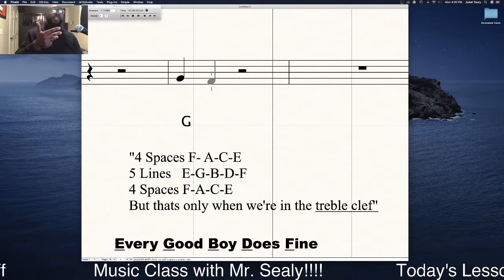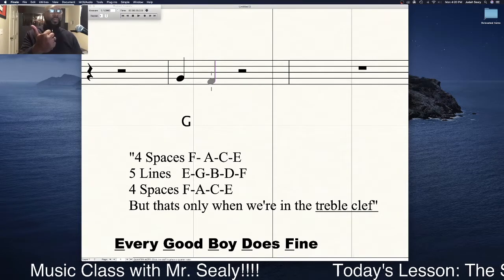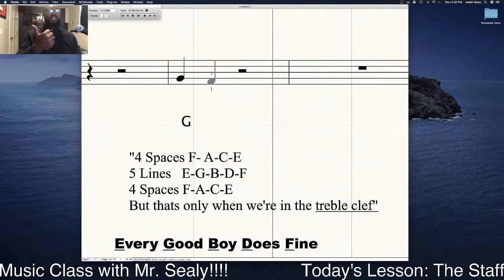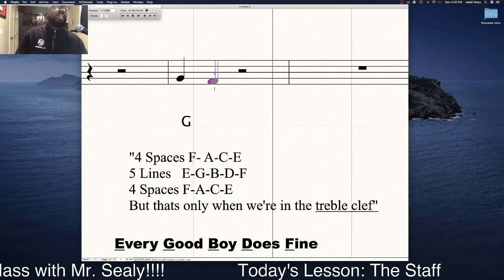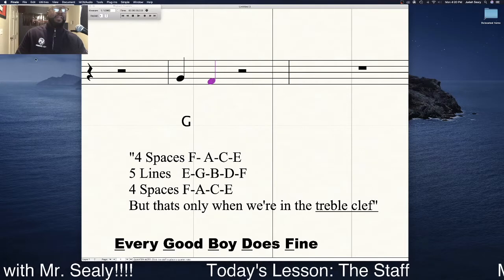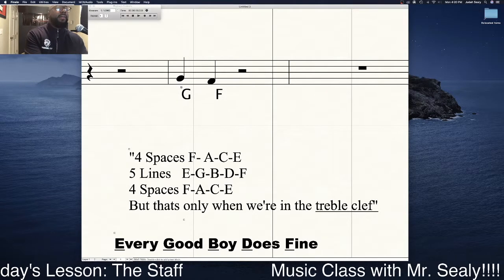What is our first space? 4 spaces, F. Oh, that's our first one. We don't even need to sing the rest of it. So that means that this is an F. So I'm going to label this here. That's an F. Okay. What's over here?